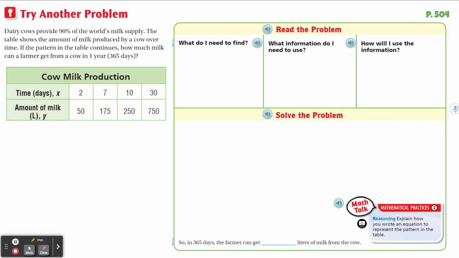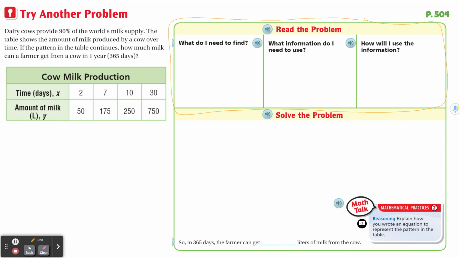So we can see that in 2 days, they get 50 liters of milk. In 7 days, they get 175 liters of milk. In 10 days, they get 250 liters of milk. And in 30 days, they get 750 liters of milk. So take a second, and I'm going to give you some time to see if you can fill in these top 3 sections of the graphic organizer. So the read the problem section. We're only going to do these 3 top boxes. See how much of this you can fill in, and then we'll check it.